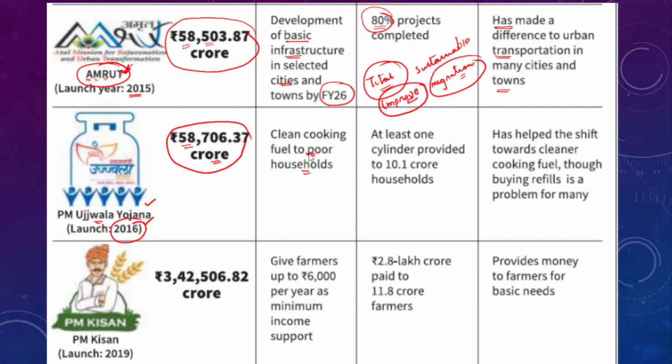So this is to make women free of any health related problems or challenges that they have been facing. Okay, so clean cooking fuel to poor households. At least one cylinder will be provided to 10.1 crore poor households, especially people who are below poverty line. So this has helped so far shift towards the cleaner cooking fuel, though buying refills is a problem for many. Okay, so many people have been facing a lot of problems in purchasing these LPG cylinders.